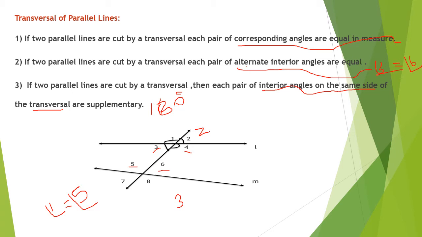I'll repeat again, we will apply this in the exercise problems. So there they will be giving the condition angle 3 plus angle 5 is equal to 180 degrees. Give the reason. What will you write? You will write: interior angles on the same side of a transversal are supplementary. Okay. So let's see the next part.